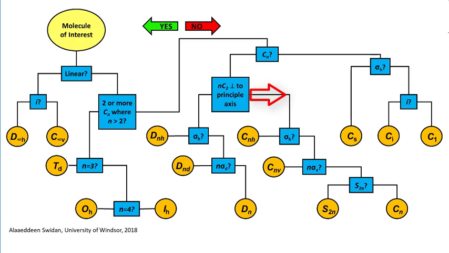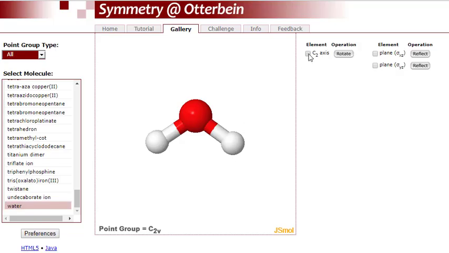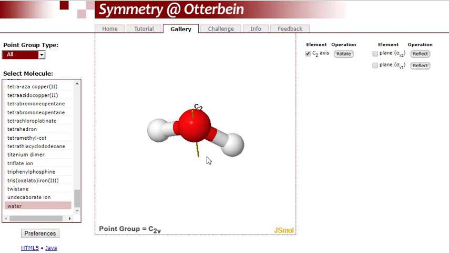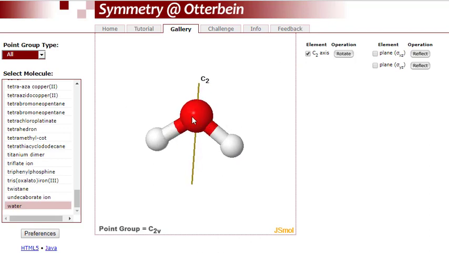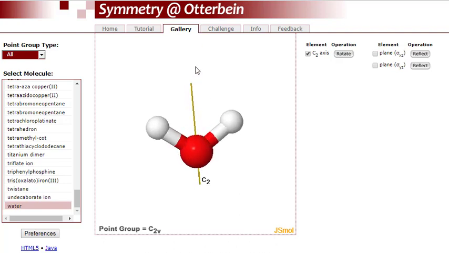And then it's asking if it has a mirror plane that is perpendicular to the principal axis. We said the principal axis in this case is C2. So that's the principal axis, and perpendicular to that would be this here. So if you were to have a mirror plane, those hydrogens that are pointing downwards would point upwards, and this compound would not be the same anymore.